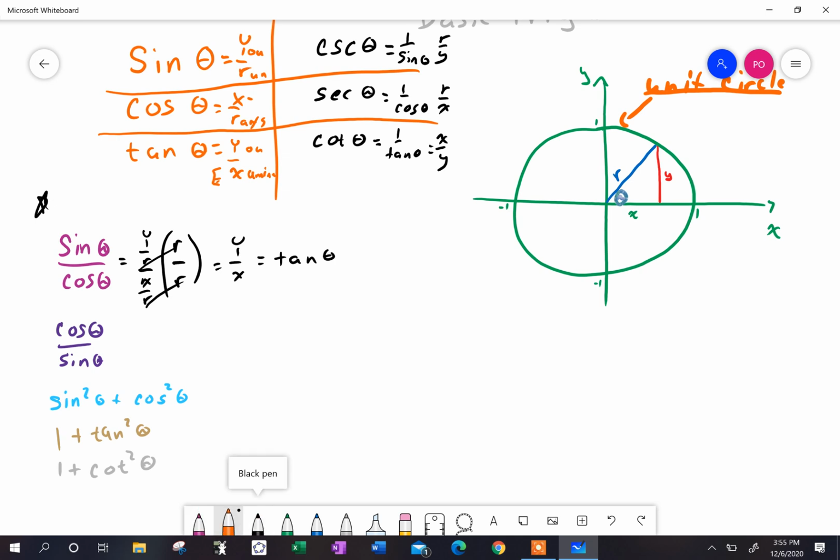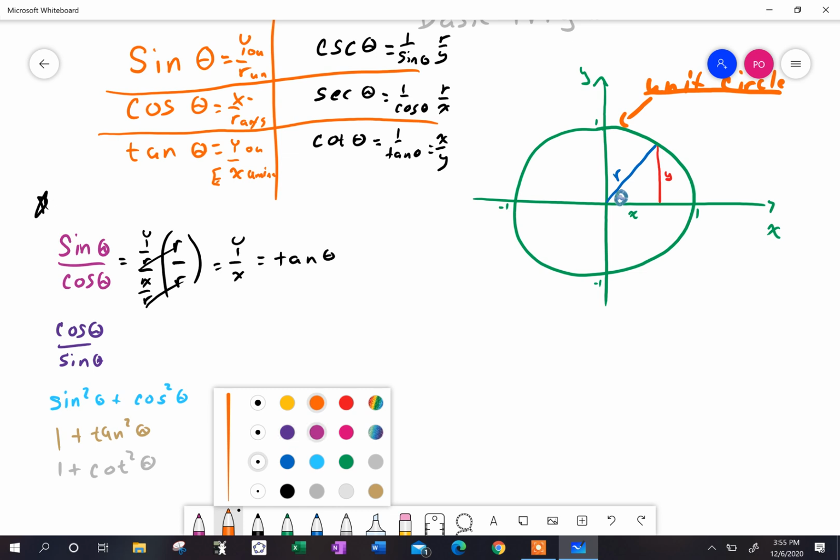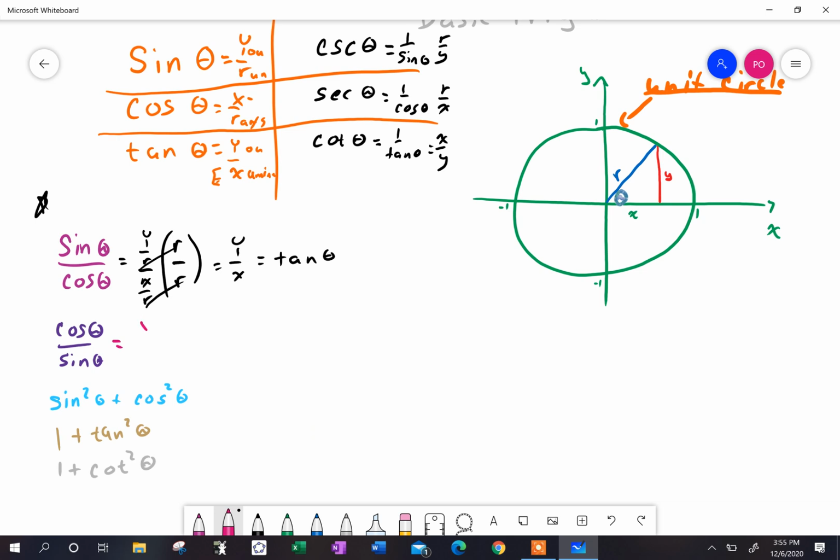Cosine of theta over sine of theta: you should be able to extrapolate what's going to happen here. I'm going to have x over r over y over r, and we play the same trick by multiplying by r over r, which is legal because r over r is 1. We're left with x over y, which means we're left with the cotangent of theta. You'll see that up there.